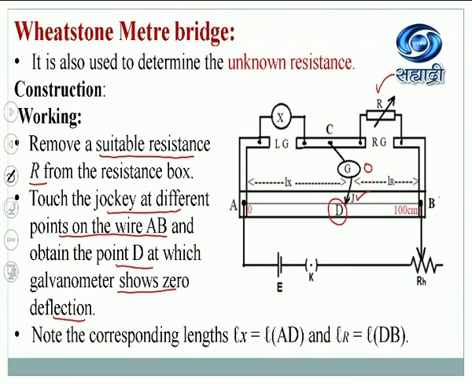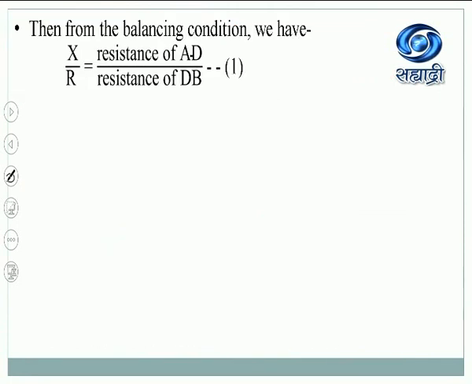So when this bridge is balanced, what we have then? Note the corresponding lengths Lx, that is equal to length AD, and Lr, that is equal to length DB. Now, from the balancing condition, we know that X upon R equal to resistance of AD upon resistance of DB. The lengths that we had seen, their resistances are considered here, remember. So according to the balancing condition, X upon R is the resistance of AD upon the resistance of DB.